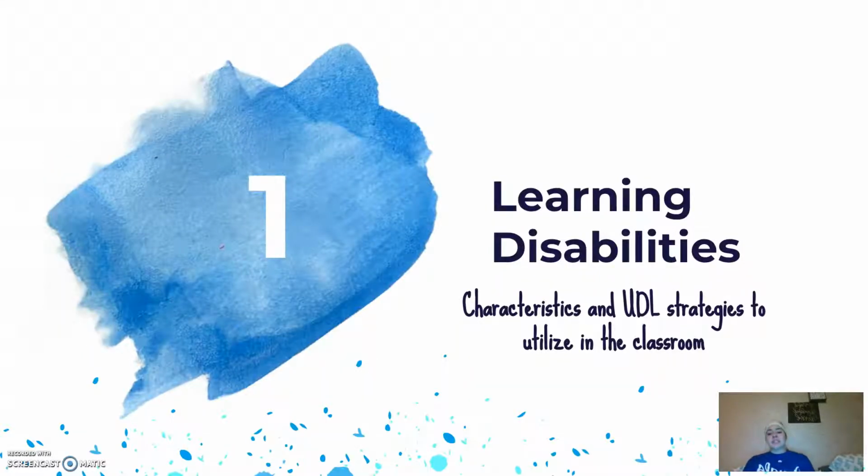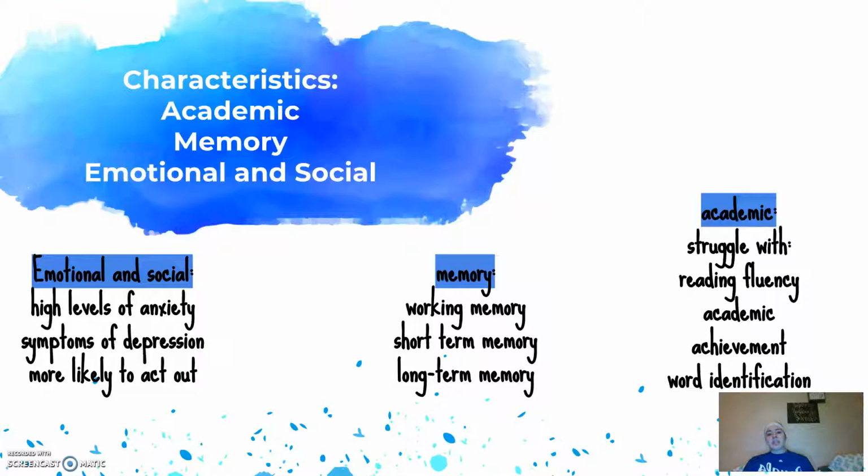The first one is learning disabilities, the characteristics, and then the UDL strategies to utilize in the classroom. We broke the characteristics down into three different categories. So there's academic, memory, and then emotional and social. And then the emotional and social is the high levels of anxiety, symptoms of depression, and these kiddos are more likely to act out. And then you have the memory. This affects working memory, short-term memory, and then long-term memory.